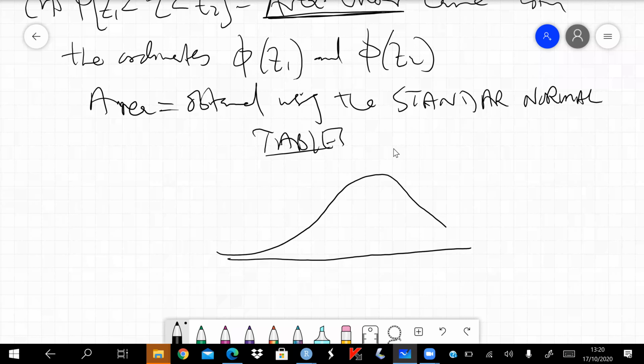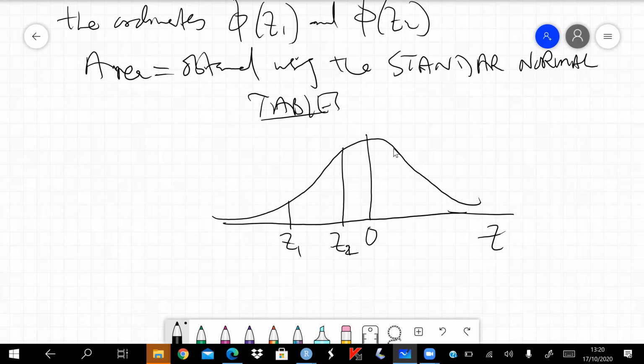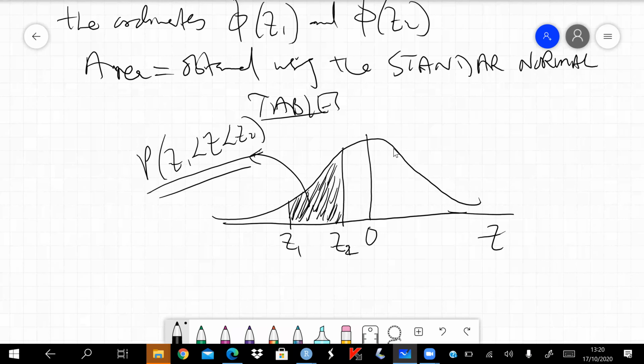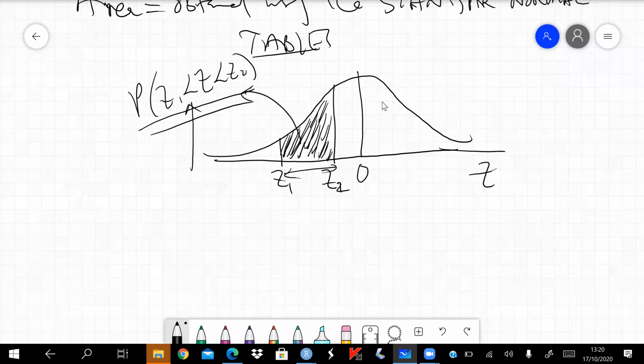If this is 0, this is Z, and here you have Z1 and Z2, then the probability that Z is between Z1 and Z2 is this area here. That area is the probability that Z is between those 2 points. For continuous distributions, we talk about an interval like this, not a specific point. So let me display the standard normal table so that we can familiarize ourselves with it.